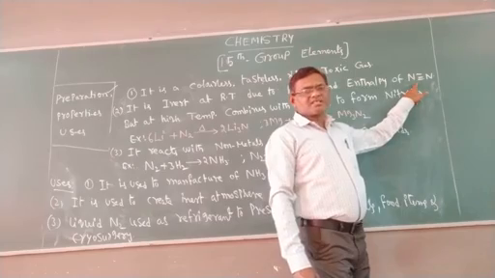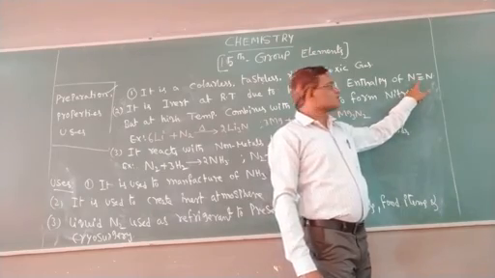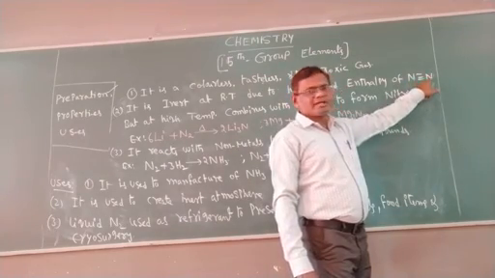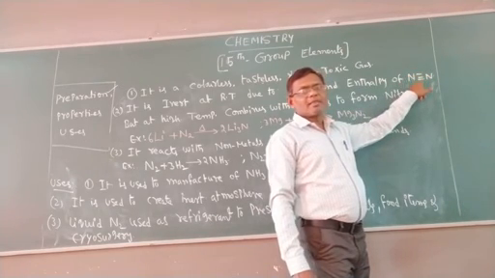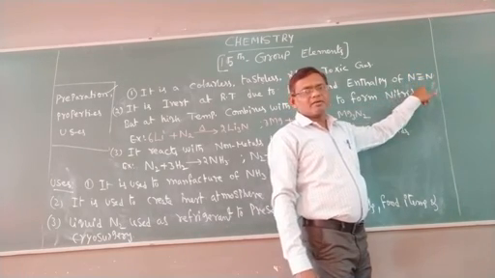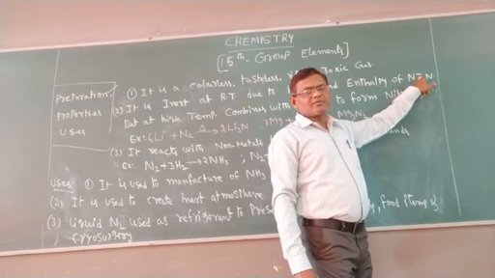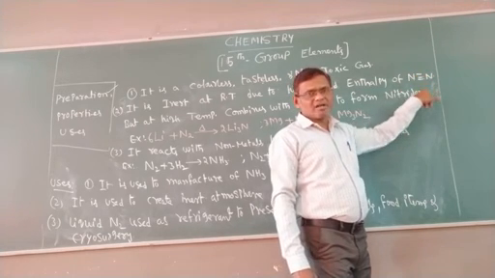In the previous class we discussed the structure of nitrogen. Nitrogen and nitrogen here exhibit a triple bond. Triple bond means a multiple bond. Here the bond dissociation enthalpy is very high for breaking the bonds.